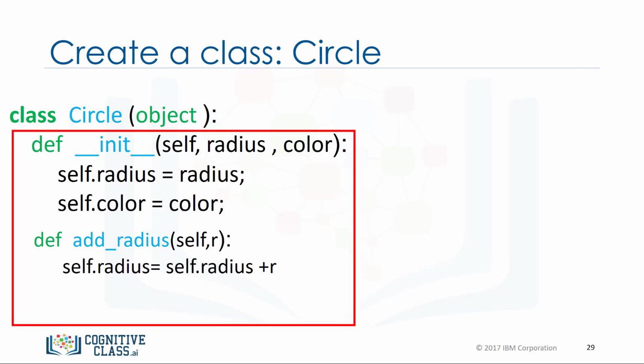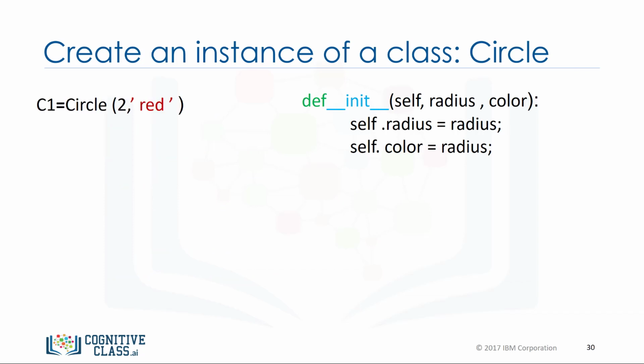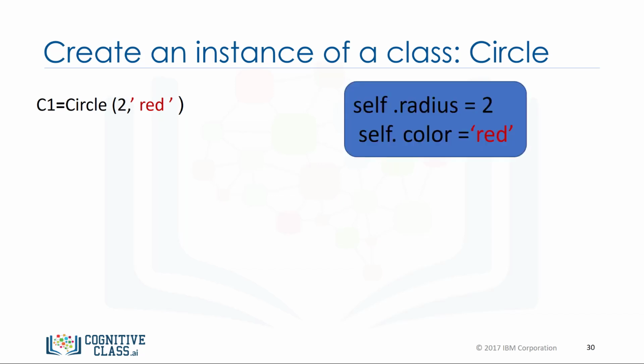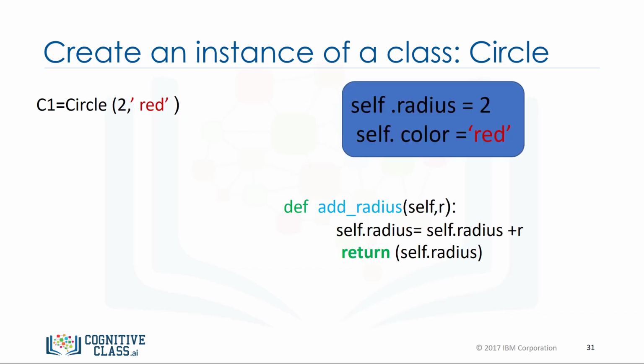Let's see how this part of the code works when we create an object and call the addRadius method. As before, we create an object with the object constructor. We pass two arguments to the constructor. The radius is set to 2 and the color is set to red. In the constructor's body, the data attributes are set. We can use the box analogy to see the current state of the object.